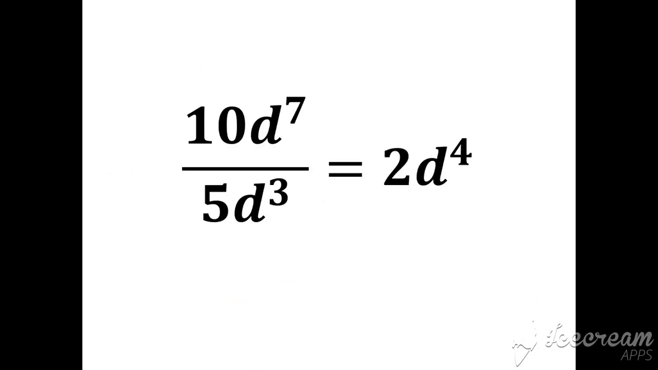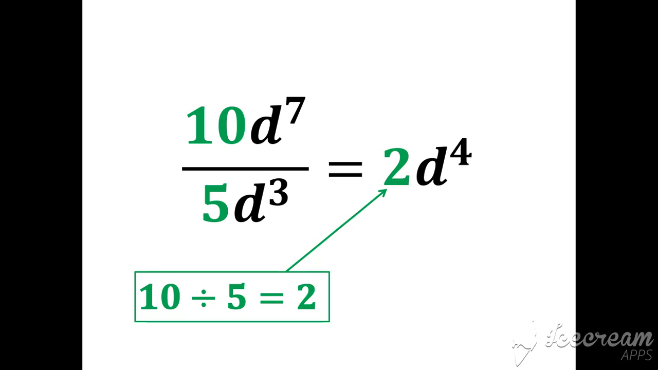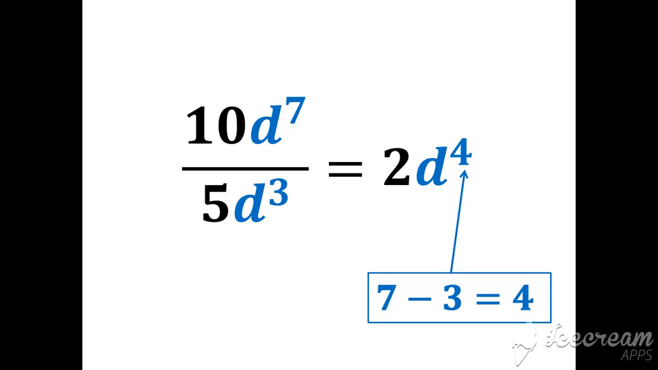Let's see if you can figure out a way to do that without the long way we just showed you. What we did was we divided the coefficients. 10 divided by 5 gave us 2. So we divide the numbers, but we don't divide the powers, we subtract them. That's the rule we learned in the last video. We subtract the powers by going 7 minus 3 is 4.